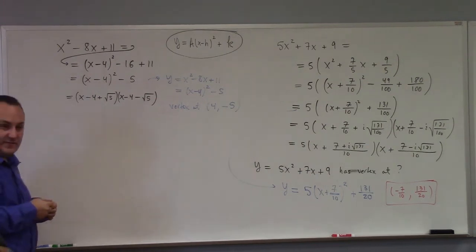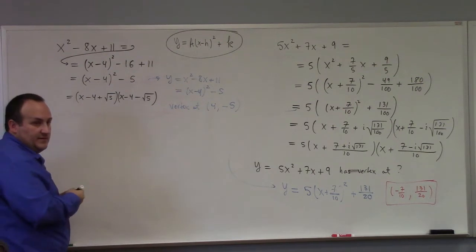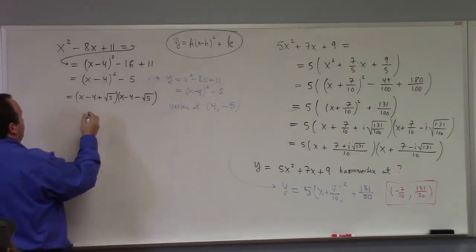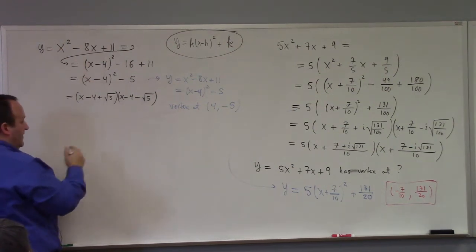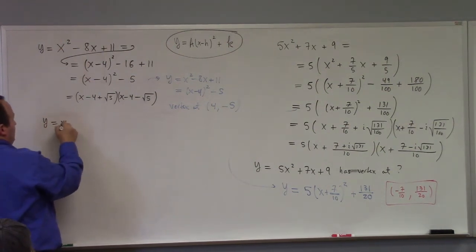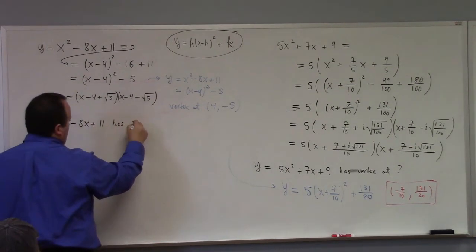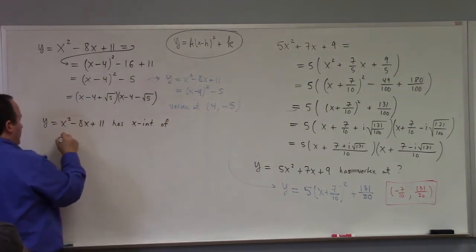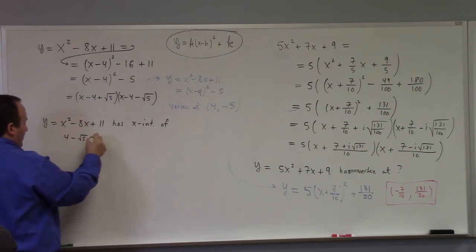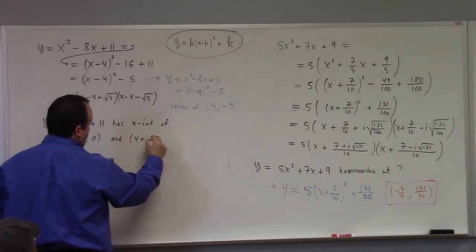Oh, what are the x-intercepts? So we've factored the polynomial, right? And so this shows me that if I look at y equals this, that graph, y equals x squared minus 8x plus 11, has x-intercepts of 4 minus the square root of 5 comma 0 and 4 plus the square root of 5 comma 0.